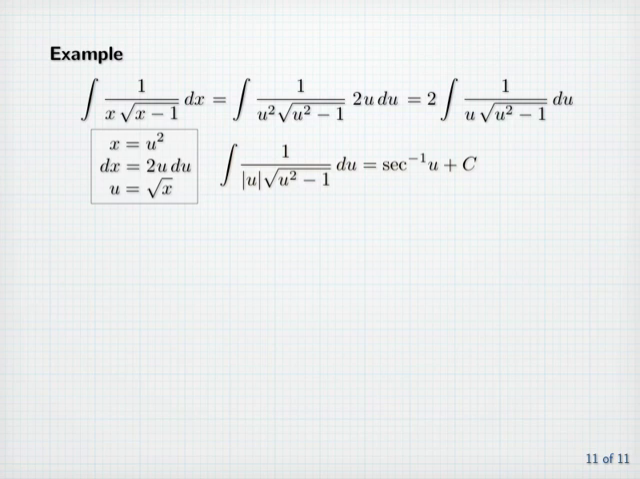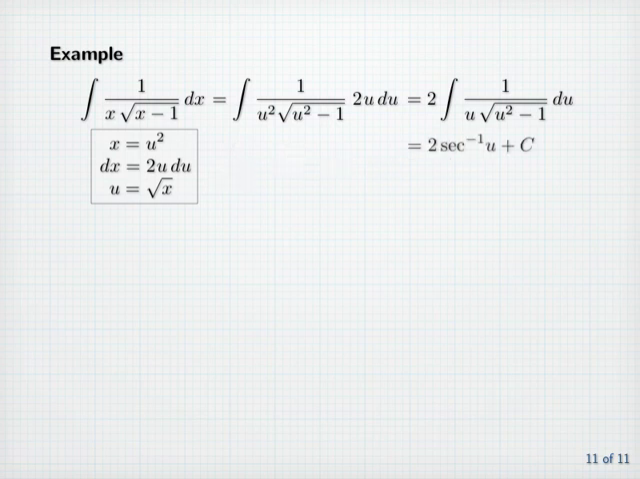Now that integrand is precisely what produces inverse secant of u, except we don't have the absolute values around the u factor. But that doesn't matter here because u is the square root of x, which is never negative, so we may as well have absolute values there. So in fact we have 2 times the inverse secant of u plus c, and now we replace u with the square root of x.